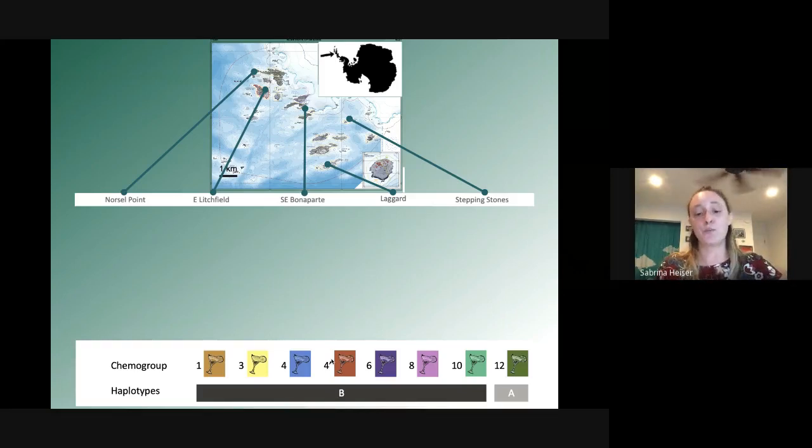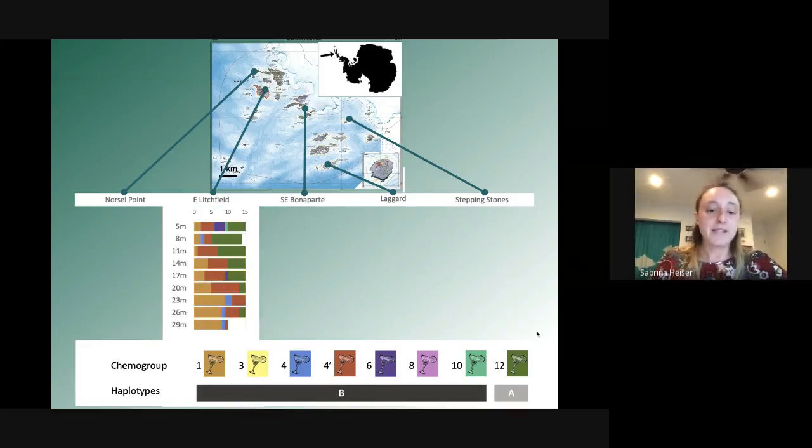And chemogroup 4' simply clustered closely together with chemogroup 4. And then we have, I indicated the haplotypes down here. So haplotype B is the one that's a lot more chemically diverse. And then haplotype A only has chemogroup 12 in it for those individuals here. And this is our first site, East Litchfield.